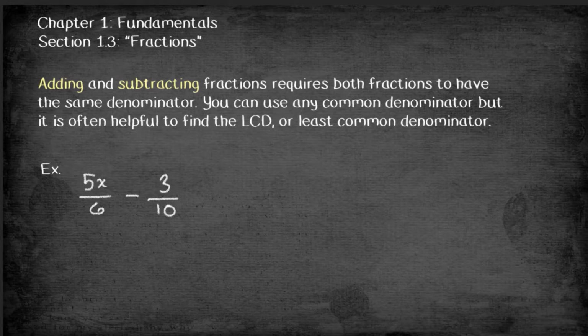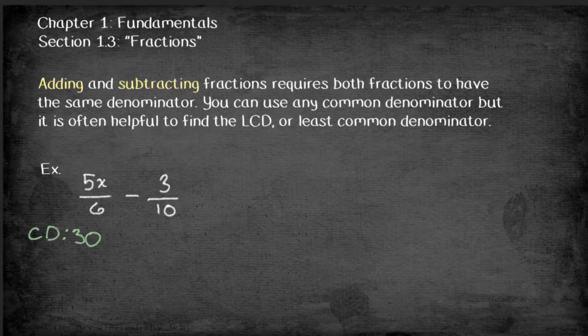For example, we have 5x over 6 minus 3 over 10. To successfully subtract these, I need to have the same denominator. Let's see, what's my common denominator going to be? Well, I can just take 6 times 10 and get 60. This isn't the least common denominator. The least common denominator would be 30.